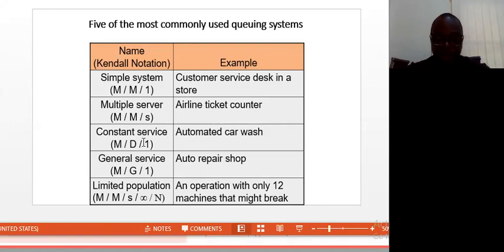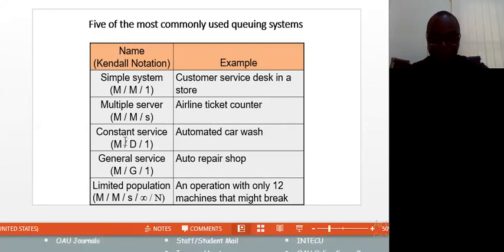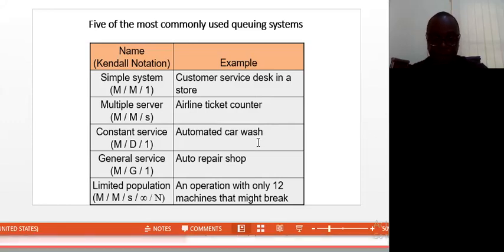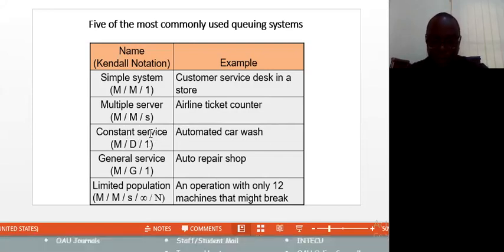Another one is the constant service, denoted by MD1. That is, the arrival follows a Poisson distribution, however the service follows a deterministic distribution, all right? That is, the service time is constant. However, it is a single server. For example, we have an automated car wash. This is an example of the constant service queuing model.